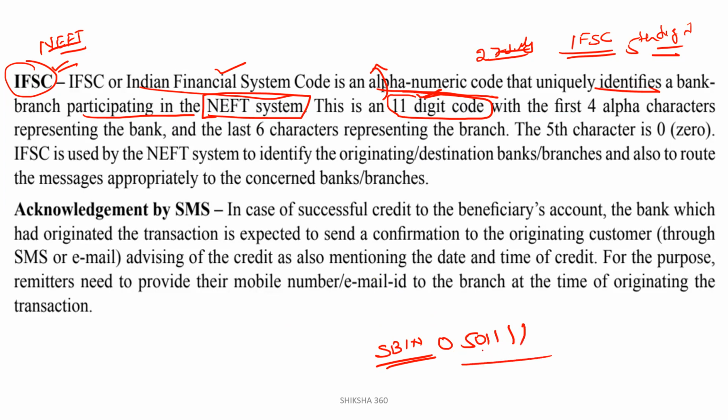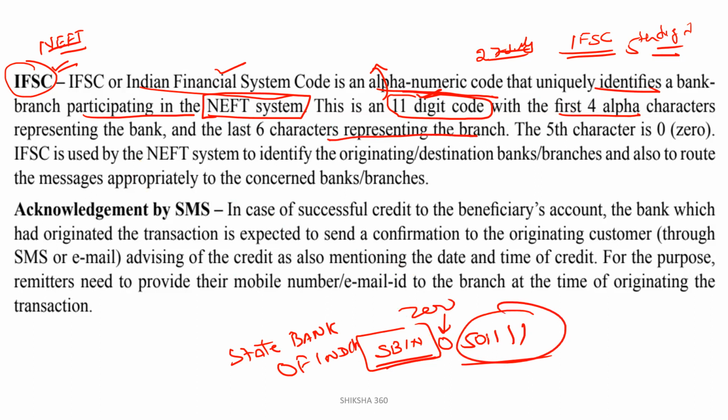Like this one. So this is an 11 digit code, with the first four alpha characters representing the bank, that is SBIN, State Bank of India. First four represent the bank. Fifth is always 0. And the last six characters represent the branch, like 501111 or 19, whatever you will write here. Clear? So the fifth character is 0.